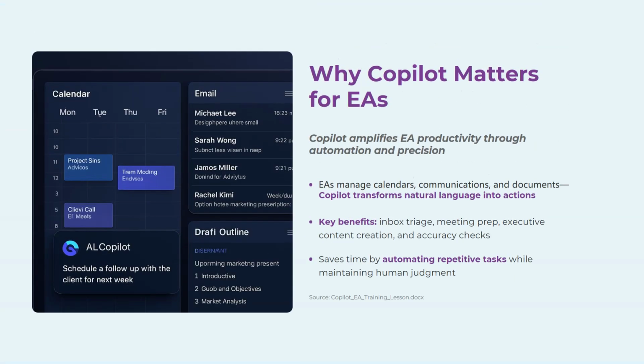Executive assistants manage calendars, communications, and documents. Copilot transforms natural language into actions. Key benefits include inbox triage, meeting preparation, executive content creation, and accuracy checks. Copilot saves time by automating repetitive tasks while maintaining human judgment, amplifying productivity through automation and precision.